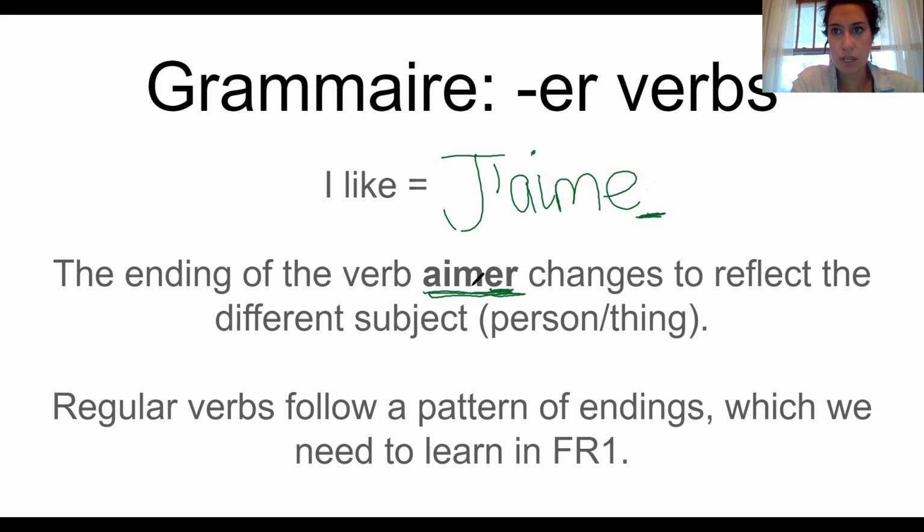So the rule in French is that the ending of the verb changes to reflect the different subject. A subject means a person or a thing. So in this sentence, je is the subject, I is the subject, and like is the verb. And we have this too in English. Like can change if this changes. I like, you like, he likes. In English, we call that the third person S.